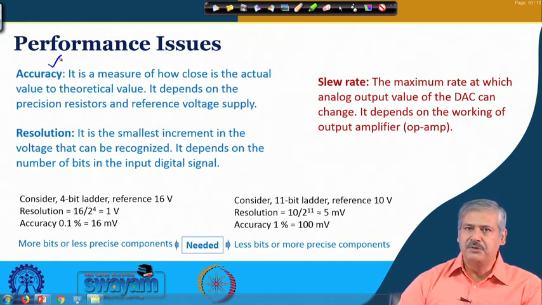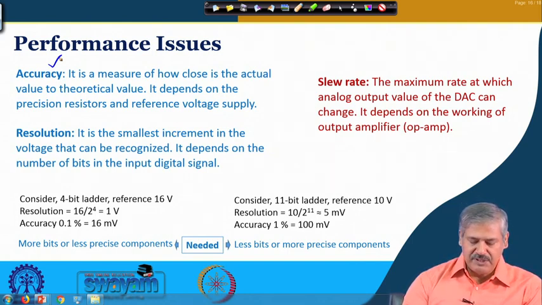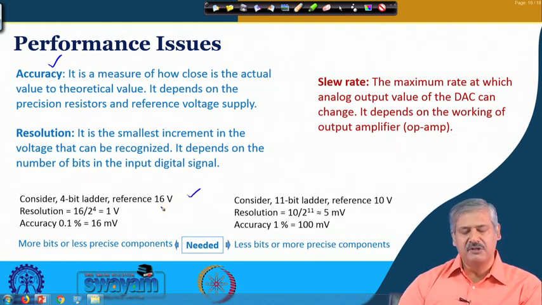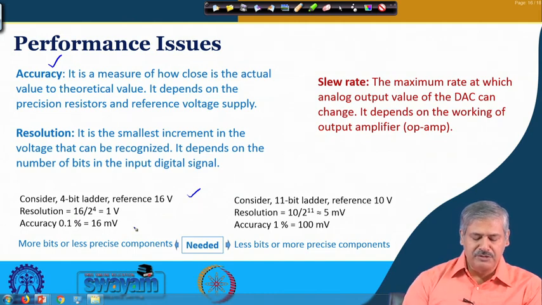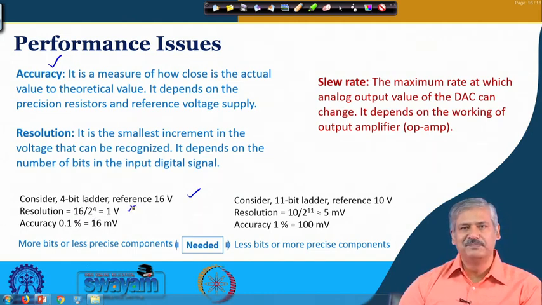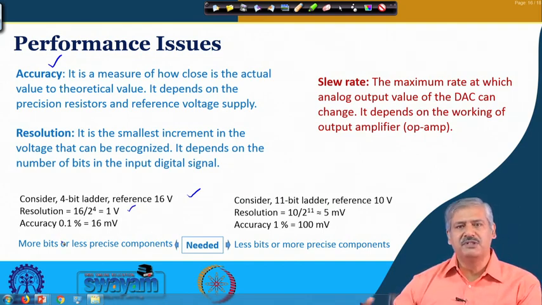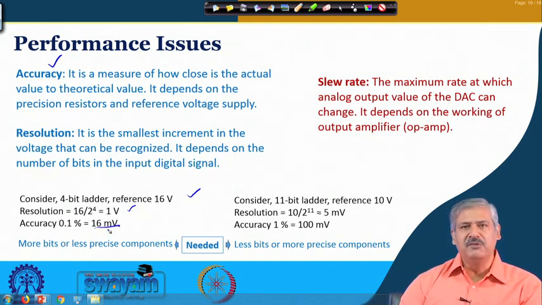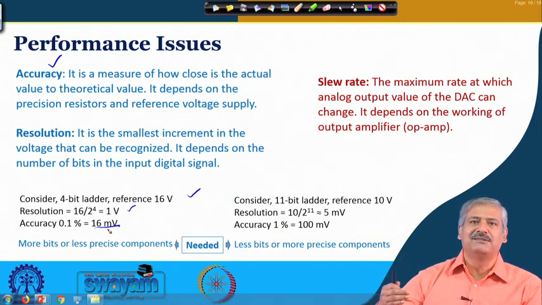So these are the two important aspects, and though they look a bit independent, there is a certain relationship between them which we can see in these two examples. If it is a 4 bit ladder, and a 16 volt reference voltage is there, just for quick calculation, it could be some other voltage also, so resolution will be 16 by 2 to the power 4, that is 1 volt. And if you are looking for an accuracy of say 0.1% using precision resistors, amplifier and all those things, then this is 16 millivolt. But between one level and another level, it is 1 volt, that is different.